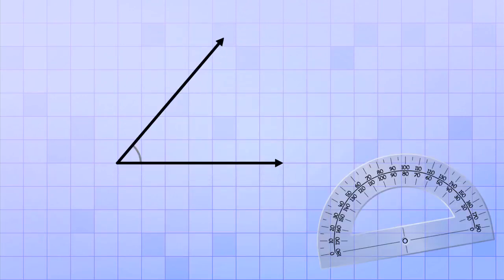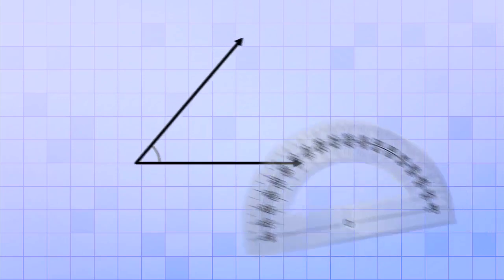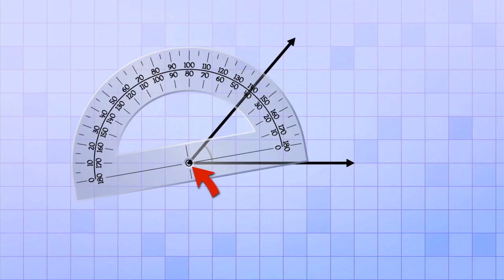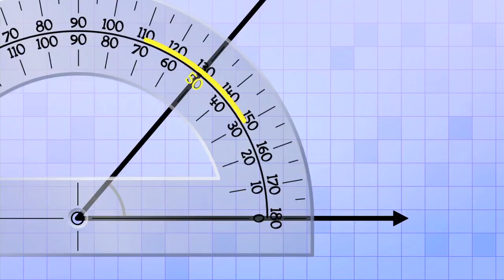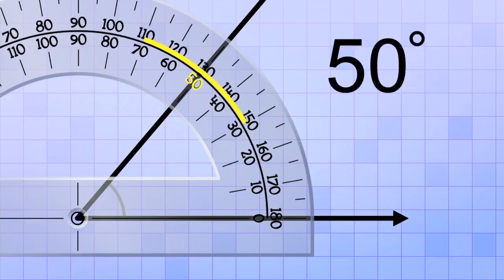So if you're given a mystery angle, like this one, and you want to measure how many degrees it is, you just put your protractor on top of it so that the axis point lines up with the intersection of your rays, like this. Then you make sure that one of the rays lines up with the straight line on the protractor. And last of all, you look to see where the other ray crosses the curved part and read off what angle measurement it lines up with. As you can see, this angle here is 50 degrees.